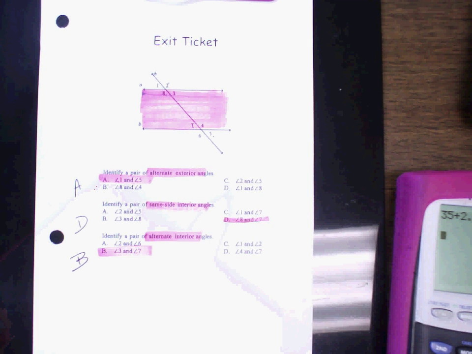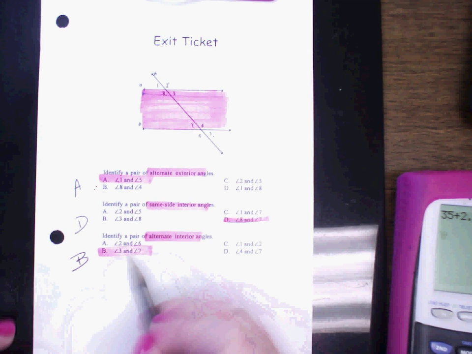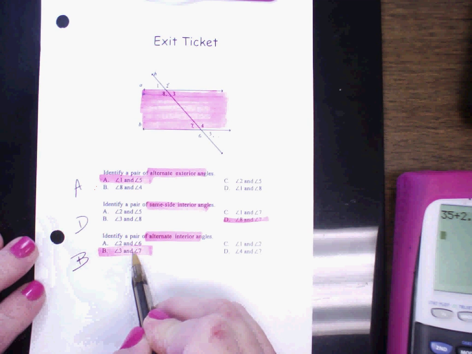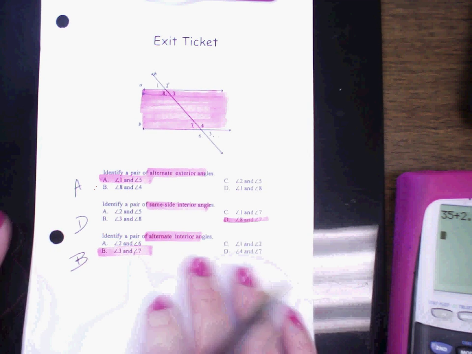So it was A and D, and then alternate interior. Edgar is telling me B. 3 and 7. Yes, very good. 3 and 7, so the correct answer was B. So you can keep up with how many you got right. Now this one should have been in the new answer sheet, right? The last one. Yay? All right.